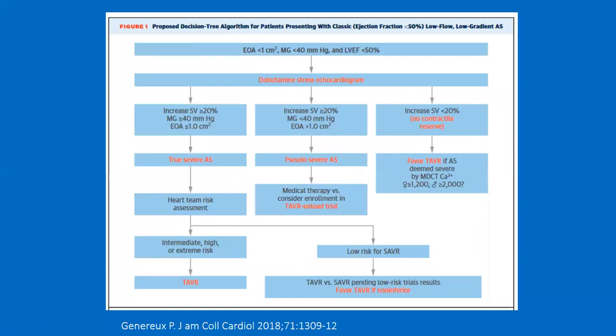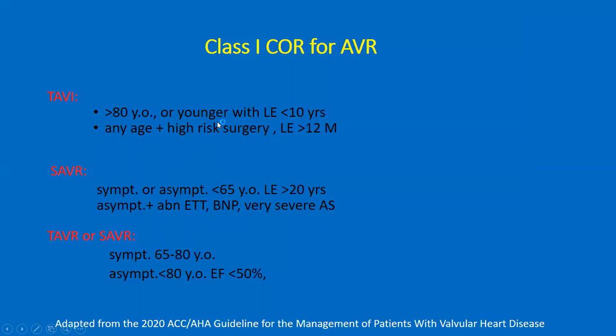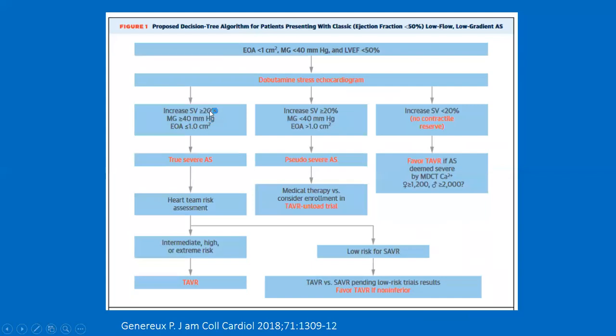Now, looking at low flow, low gradient, low EF, classic low EF aortic stenosis, how we decide what to do with these patients based on dobutamine stress echocardiogram. If there is inotropic reserve, stroke volume increases at least 20%, and the patient has concordant values of mean gradient with the aortic valve, in other words, high gradients and low effective orifice area.